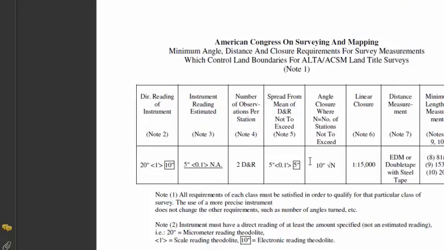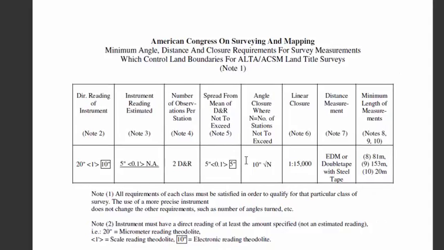The American Congress on Surveying and Mapping is a member organization of the National Society of Professional Surveyors, and this is a standard that they have used for a long time to set standards for acceptable accuracy in land title surveys. And land title surveys are often used by commercial lending institutions who require a survey, a boundary survey, and perhaps a planimetric or topographic survey of the improvements on the site as evidence of the improvements and the legal status of the very things that they are financing.